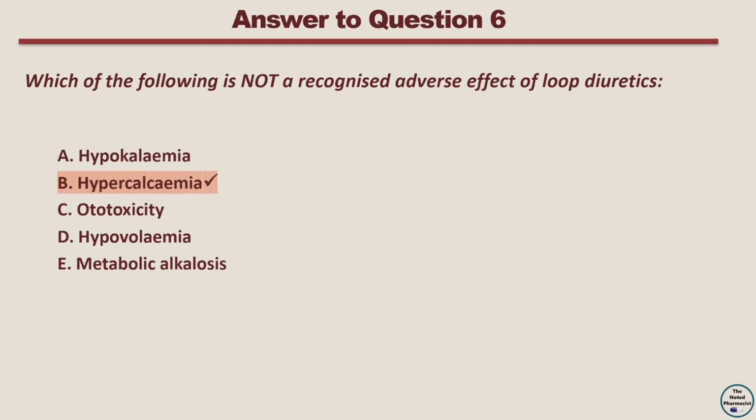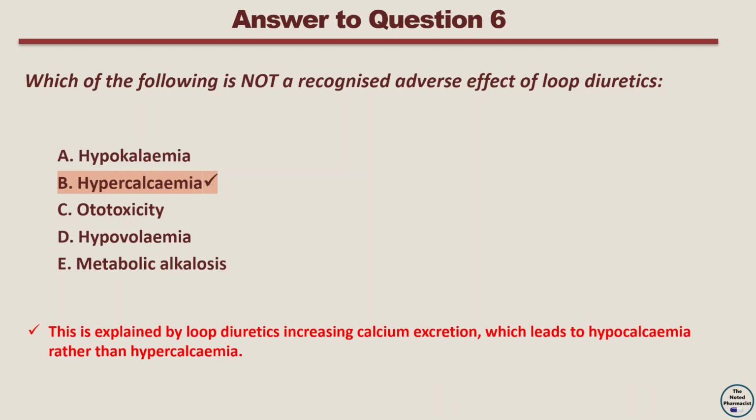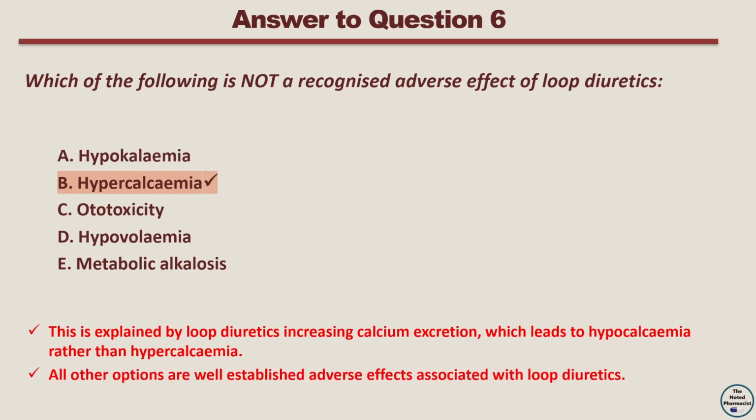The correct answer is option B, hypercalcemia. This is explained by loop diuretics increasing calcium excretion, which leads to hypocalcemia rather than hypercalcemia. All other options are well-established adverse effects associated with loop diuretics.